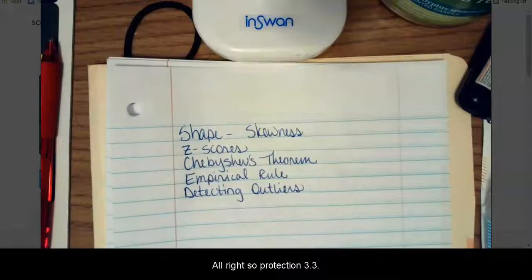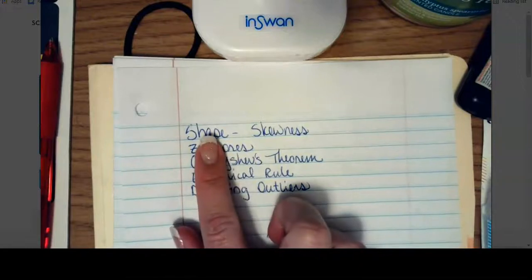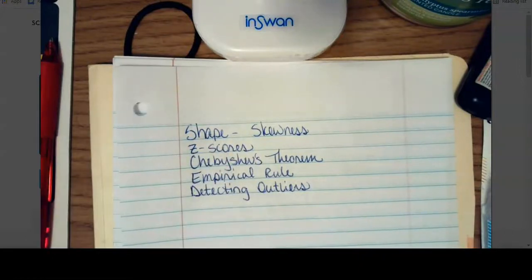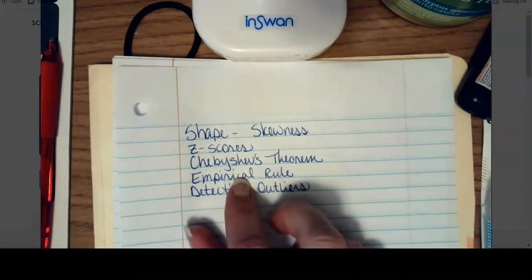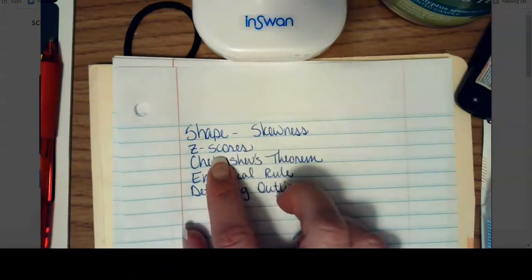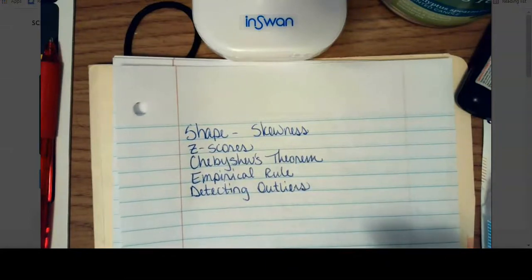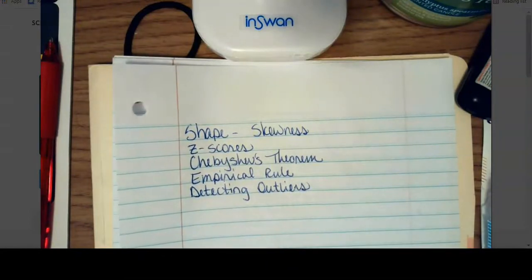All right, so for section 3.3, we're going to cover 5 different topics. We're going to talk about the general shape of a graph, and we're going to carry this through for several chapters. But in this particular case, we're going to talk about skewness. We're going to standardize things into z-scores. We're going to explore Chebyshev's theorem, the empirical rule, and how to detect outliers.